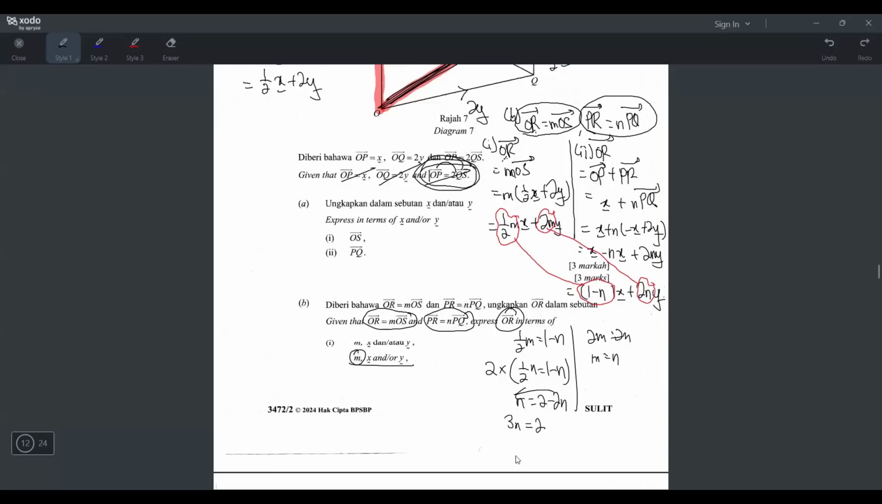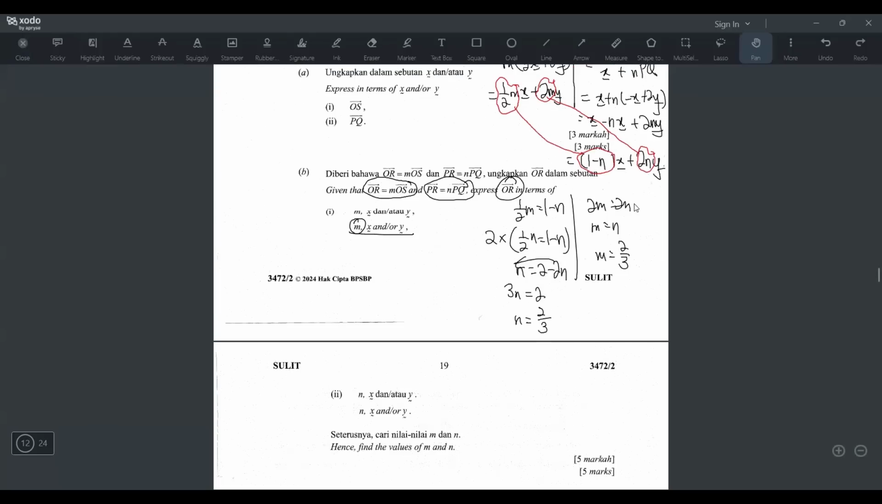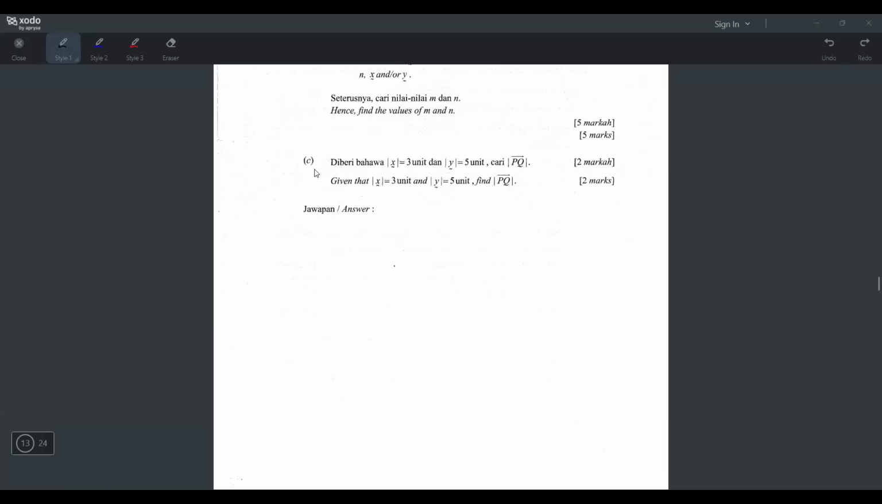And then equals to N sama dengan 2/3. And since M and N is same value, so M is also 2/3. So itulah jawapan dia. M 2/3, N 2/3. Okay, the soalan ask you to find MN. So inilah jawapan dia. Okay, let's continue with C.